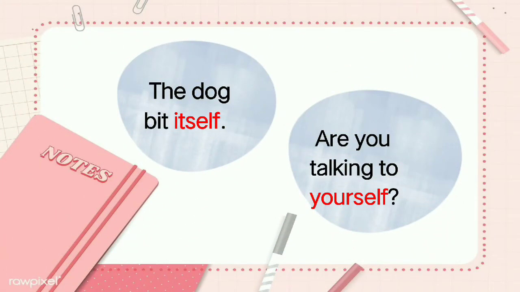For example, the dog bit itself. Here, the reflexive pronoun is itself, which refers back to the noun, which is the dog. Let's take the next sentence. Are you talking to yourself? In this sentence, the reflexive pronoun is yourself, which is referring to the noun you.